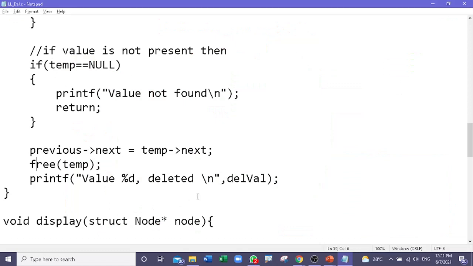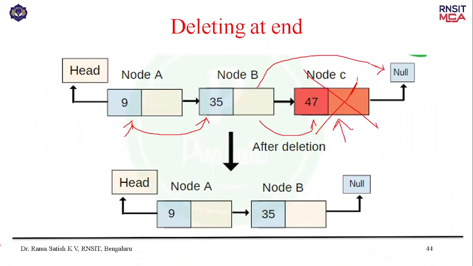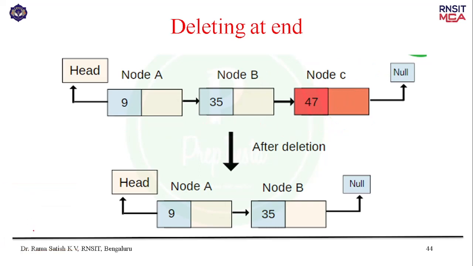So suppose it is the last node. First I'll clear this. You are looking for an element which is 47. There are two pointers. One is temp, the temp pointer, and it starts from the first node. Is temp of data equal to 47? No.